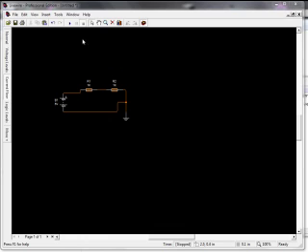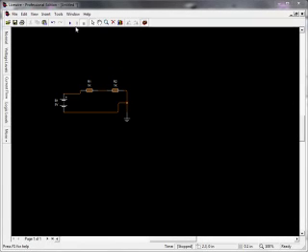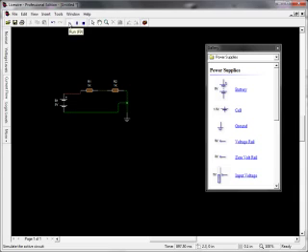So I will start the program here, and now we can see the current flow, and you can see it's the same current flow in every place of the circuit. 2.5, 2.5, 2.5.